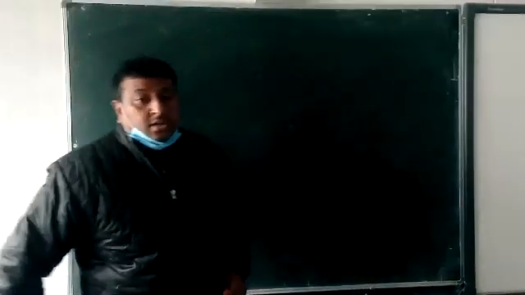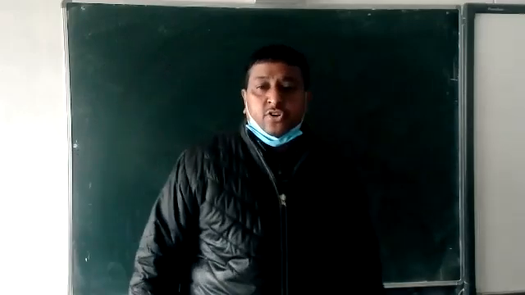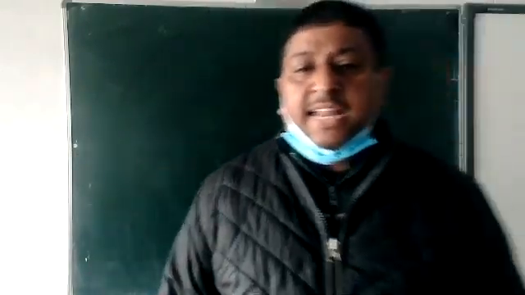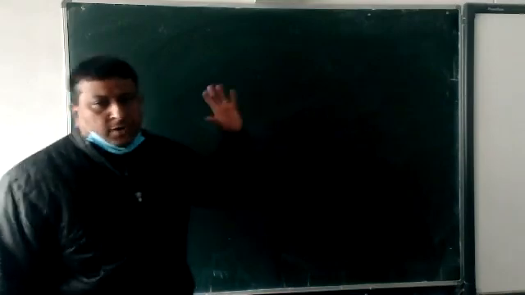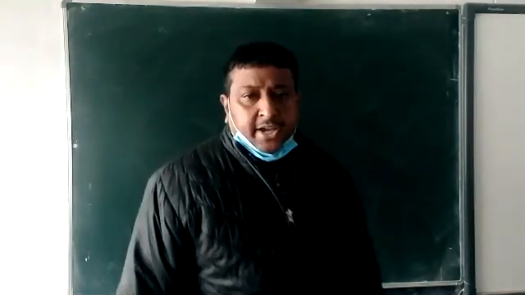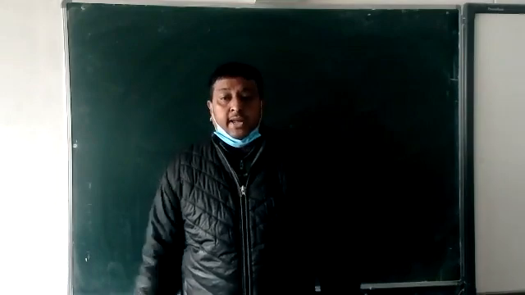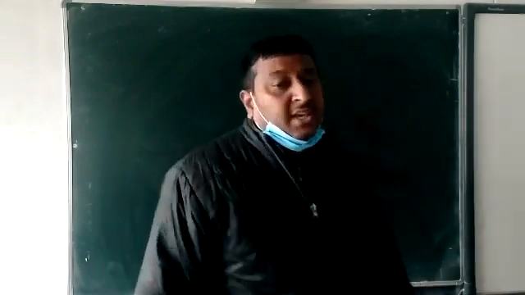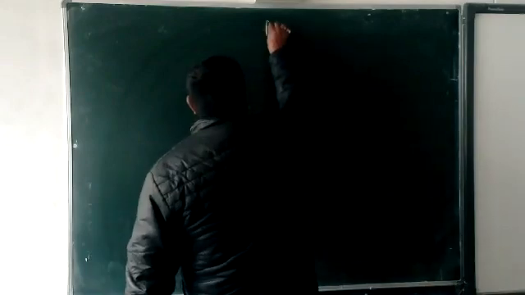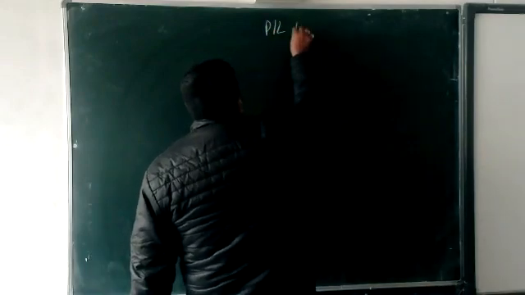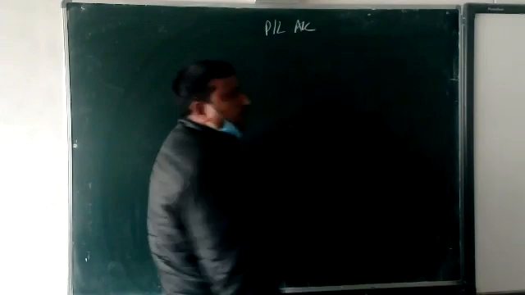Okay, beta. Today we are going to start the next topic, and the next topic is PL account. In the final accounts, first we are going to make the trading account, then PL account, and then balance sheet. Beta, PL account means profit and loss account. It's a short form of profit and loss account.